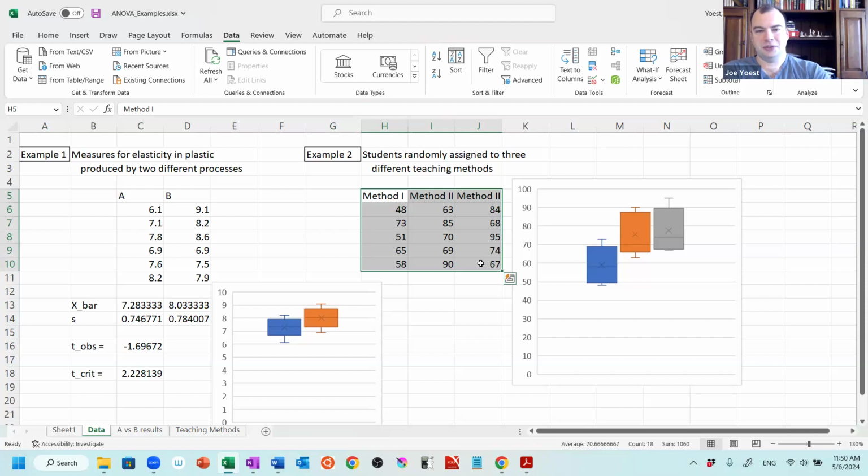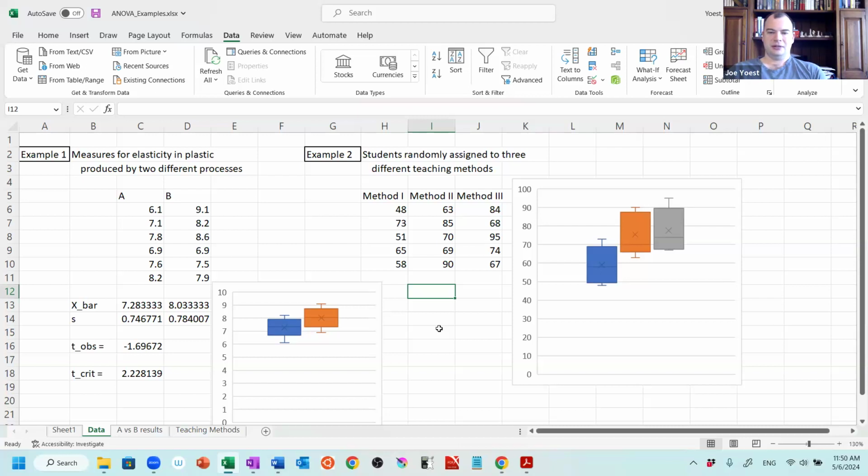So suppose we have some students randomly assigned to 3 different teaching methods, and these are their grades on the same exam given to the 3 different groups. So 3 groups of 5 and 3 different teaching methods. And again, if we just look at the box and whisker plot, at a glance, I would think that method 2 and method 3 are pretty similar, and maybe method 1 is worse. Maybe method 1 is different.